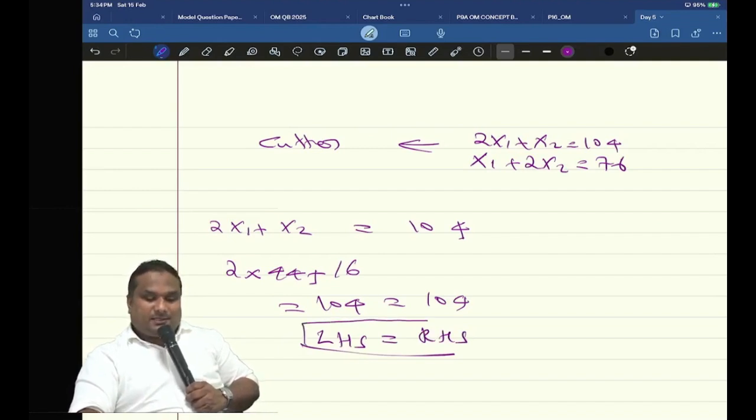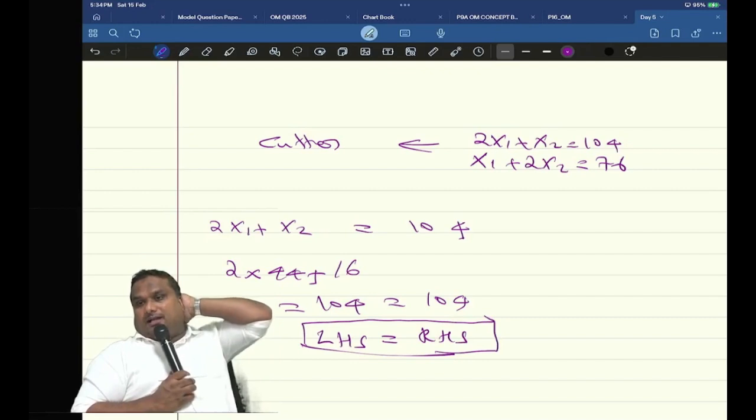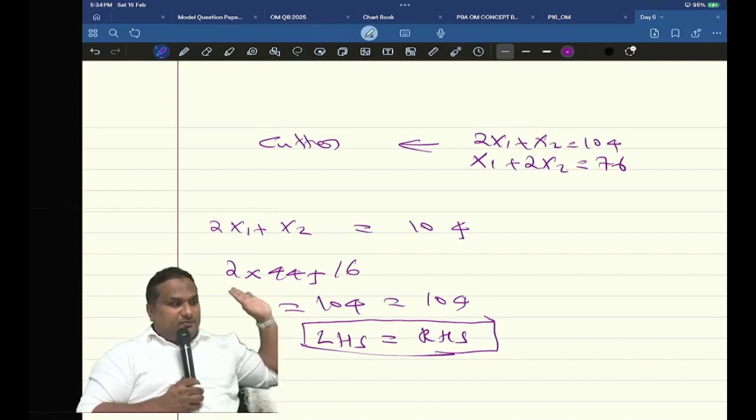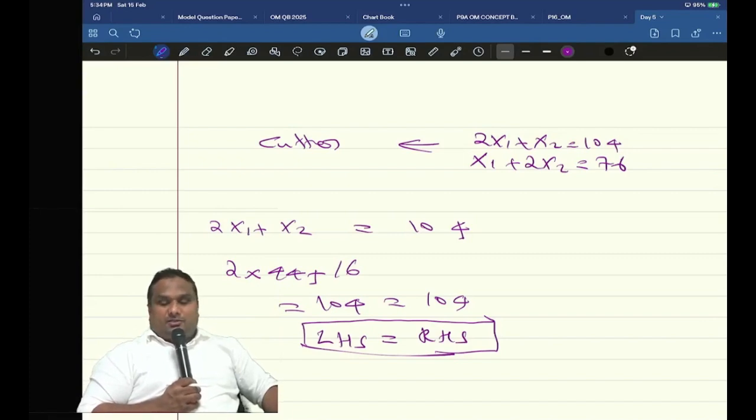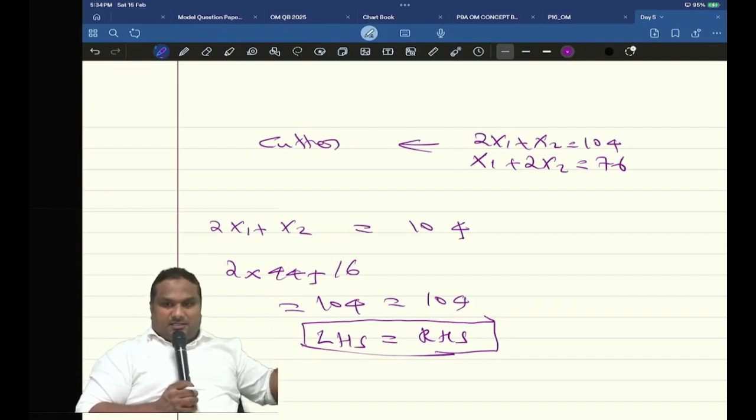This is called the maximum utilization of scarce resources. The left hand side of the linear inequality is equal to the right hand side of the linear inequality. So here 104 equals 104. That means all the resources are fully utilized. None of your resources becomes waste. That means you are not allowed to give even a single minute of rest to Mr. Cutter. Fully utilized. He is a slave now.